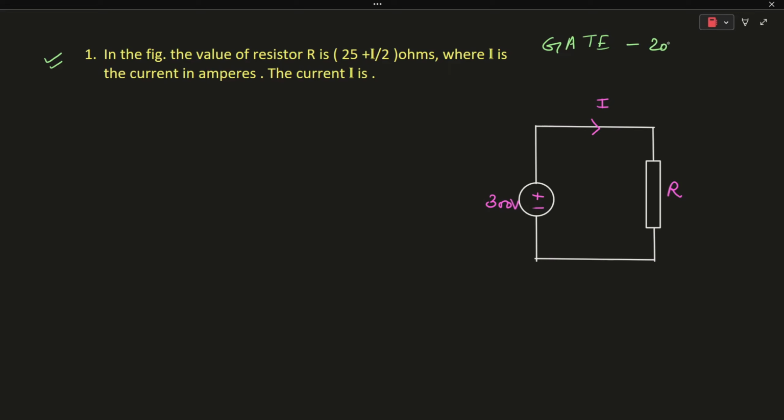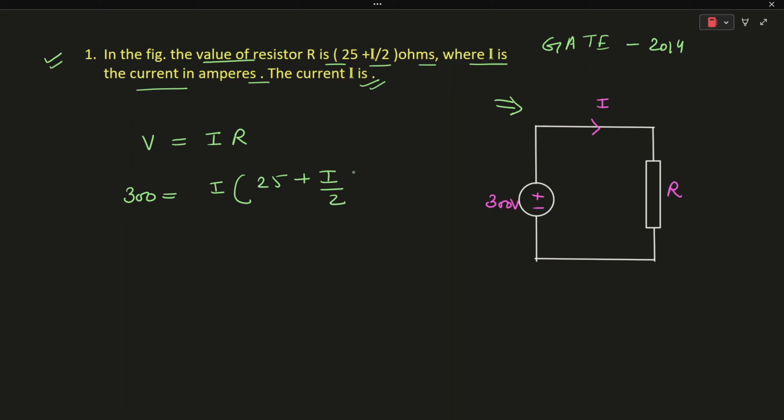2014. In this question, the value of the resistor R is given to be 25 plus I by 2 ohms, where I is the current in amperes. So we need to find the value of the current I. In this diagram, on applying Ohm's law, we can see that V is equal to IR. The value of the voltage is given to be 300 volts. So 300 is equal to I into, on substituting the value of the resistor, 25 plus I by 2.